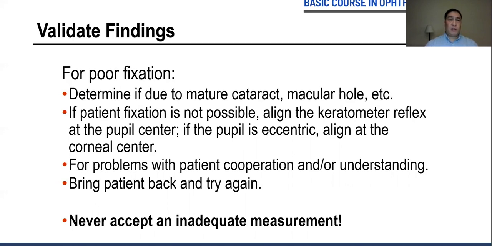Now, when do you repeat? For poor fixation, determine if the poor fixation is because of a mature cataract, a macular hole, or others. If patient fixation is not possible, align the keratometer reflex at the pupil center. If the pupil, however, is eccentric, align it at the corneal center. For problems with patient cooperation and or understanding, bring back the patient and try again. Never ever accept an inadequate measurement. This is true for all of the numerous instruments you're going to use in ophthalmology. Never accept an inadequate measurement.